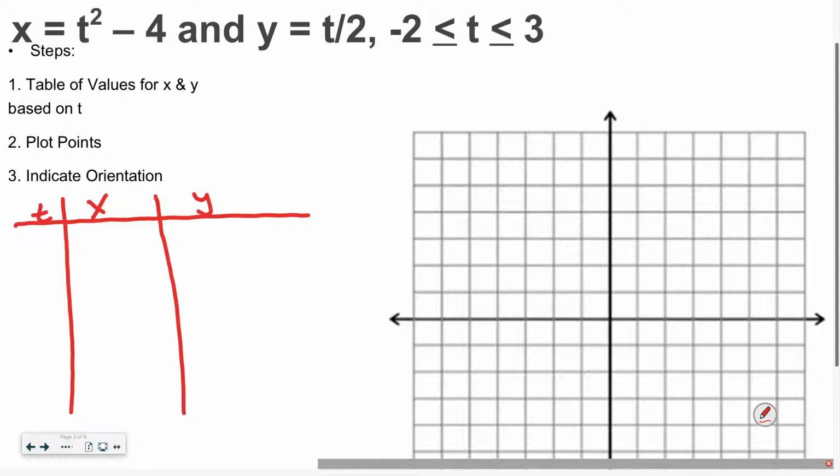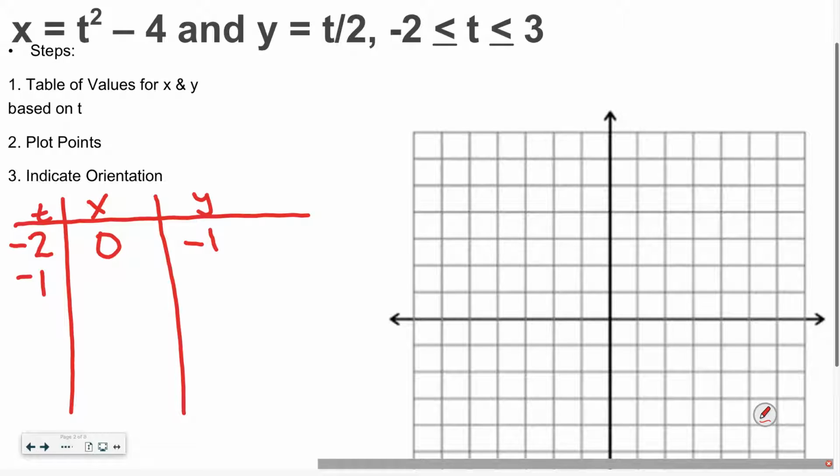So we're going to begin with t equals negative 2 because that's what it's telling us to do. Okay? Well, if t is negative 2, what is x? And what is y? If t is negative 2, what is y? Okay. Then we're going to keep going.